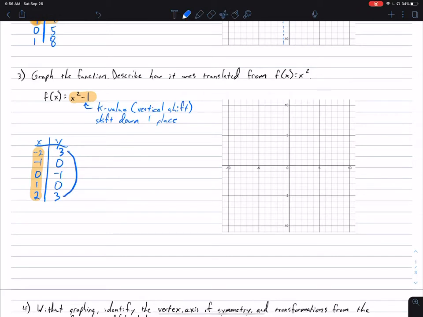Again, notice that these match up. That'll help you. And that middle one is my vertex. So 0, -1 is my vertex, and then I'll plot the rest of the points: -2, 3; -1, 0; 1, 0; and 2, 3. Now we should have our parabola. If we're familiar with the parent function that starts at 0, 0, this graph did shift down 1 place like we said it would, so we should be in good shape. That's it.